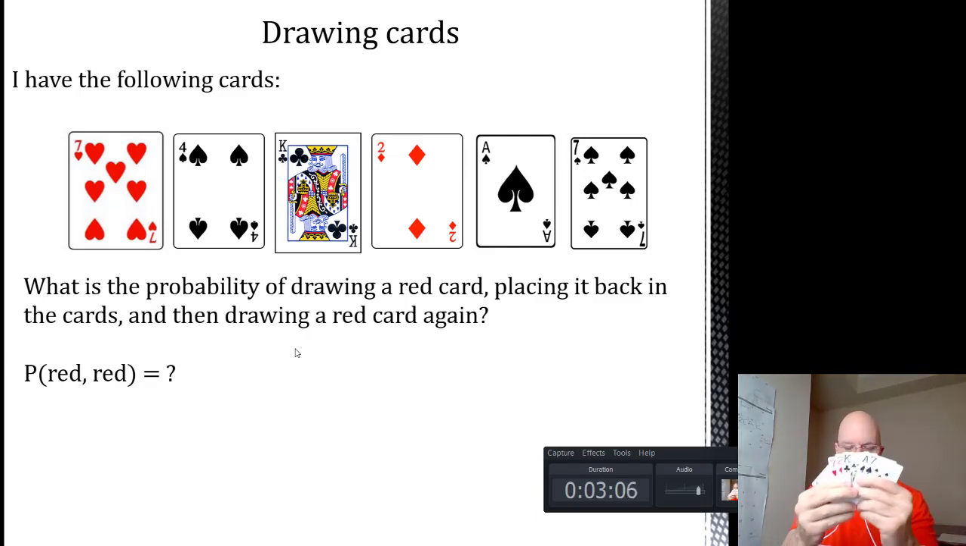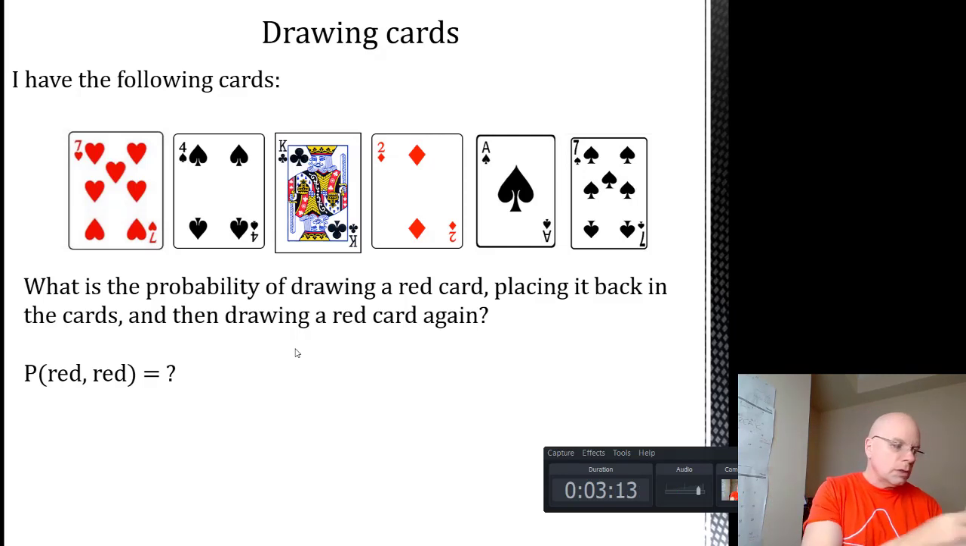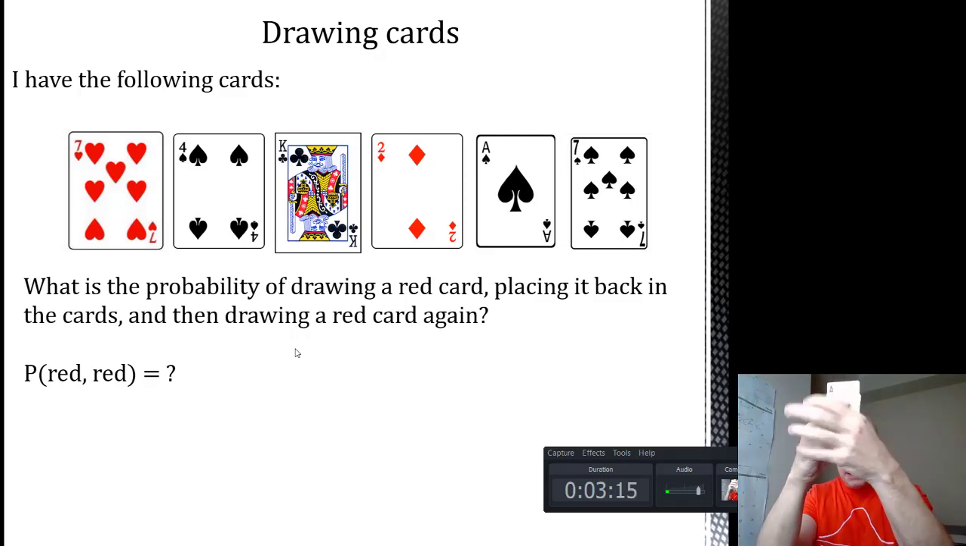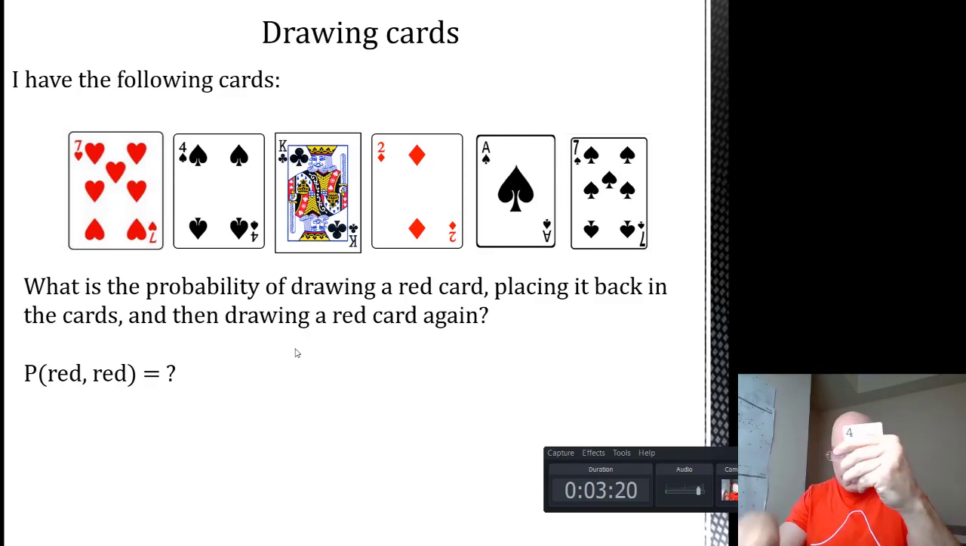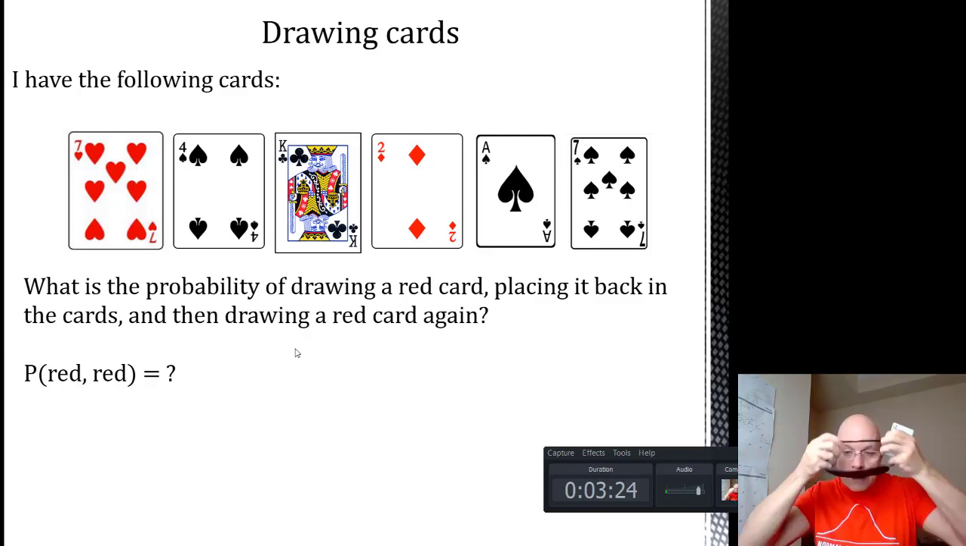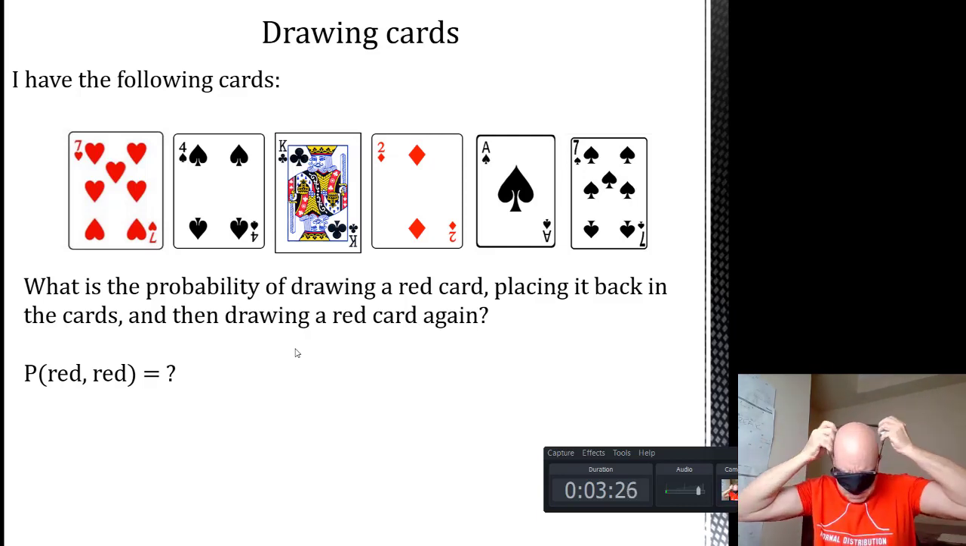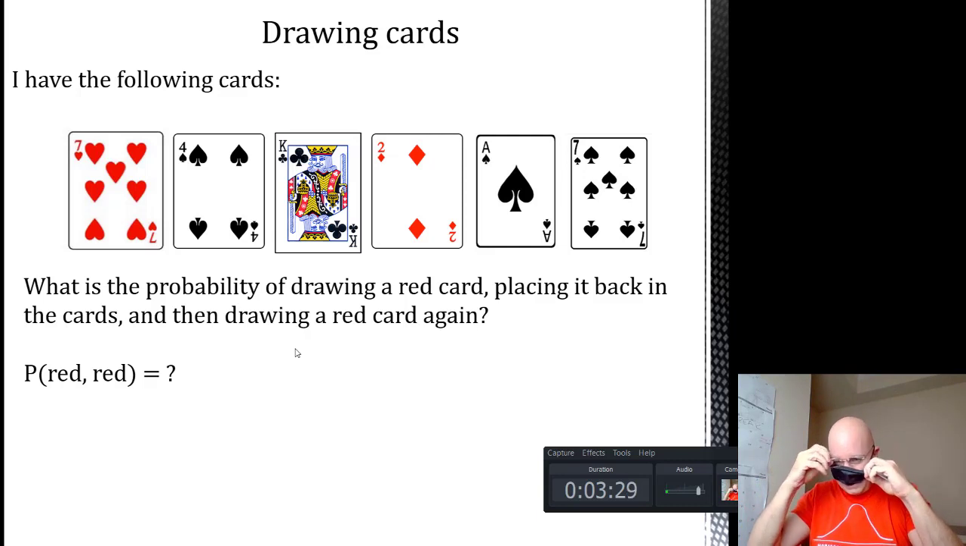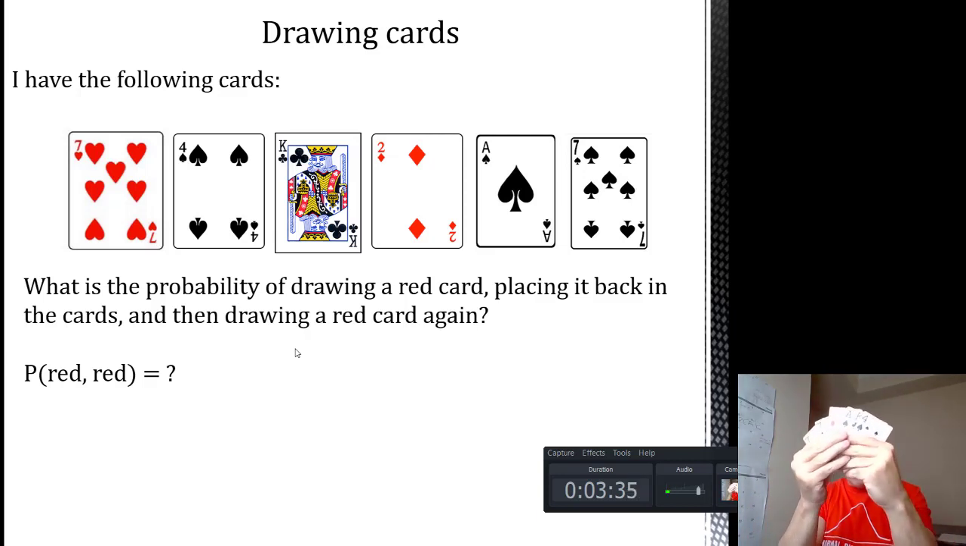And so if I were to mix these up, I'm going to hold them toward the camera so you can see which one I'm drawing, but then it occurs to me that I'm looking at my own face on the camera. So just so you know I'm not cheating, I'm going to wear a blindfold. Guess I don't need glasses when wearing a blindfold. So you can see the cards and I can't. I'm mixing them up.